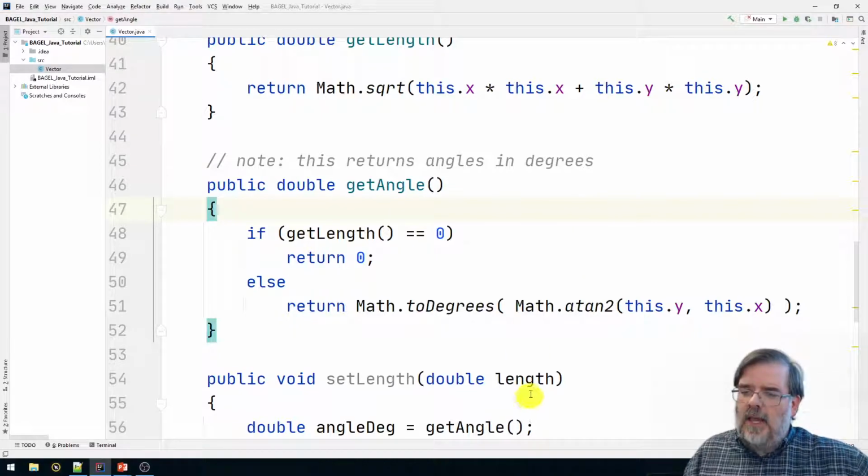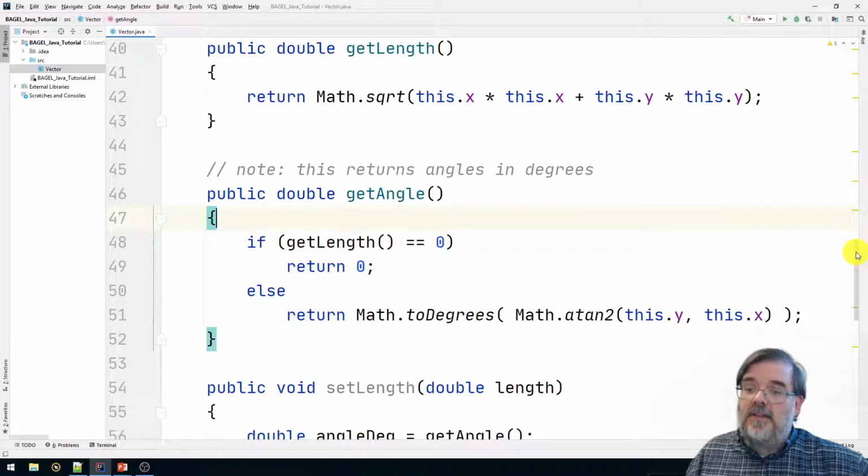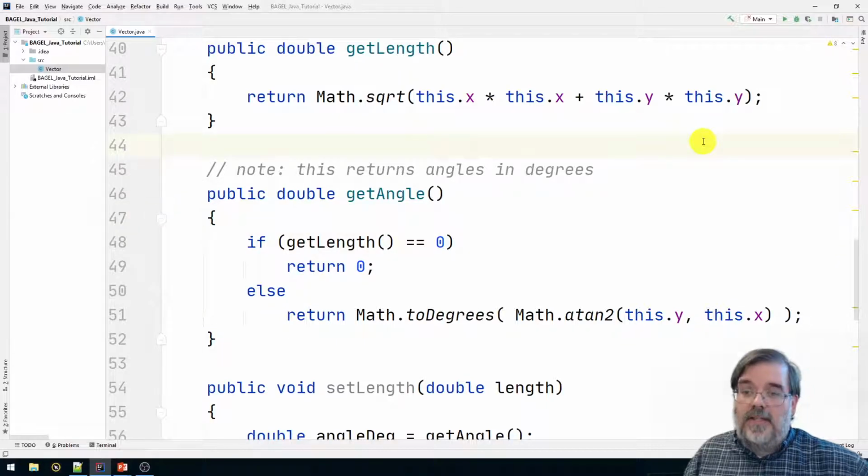All right, that's all the code that we're going to need. I'm going to go ahead and add some comments to this, and then I'll upload this to GitHub. And in the next video, we're going to test this class by creating some vectors and calling these different methods to make sure they return the values we're expecting.